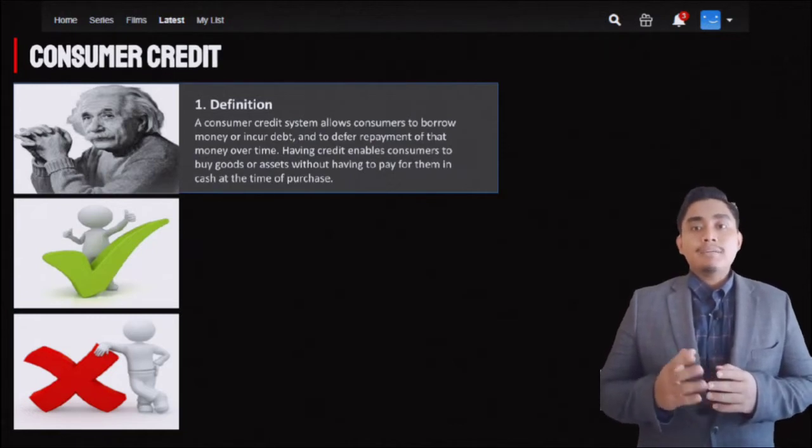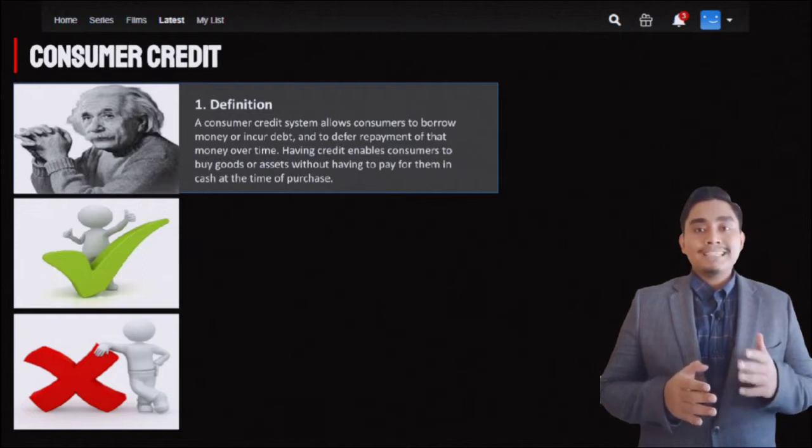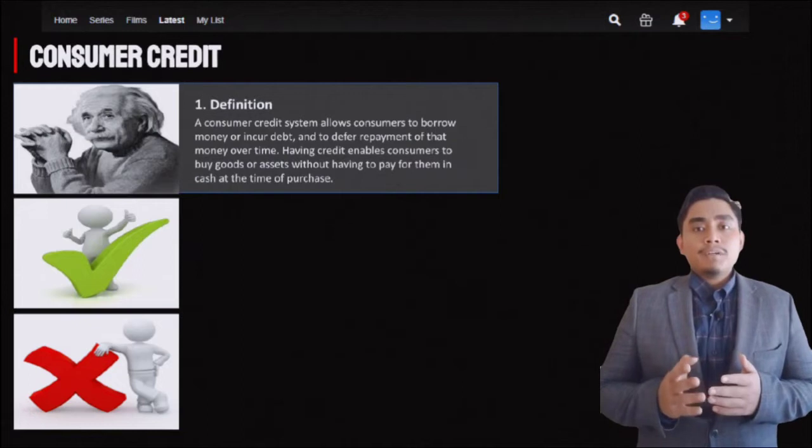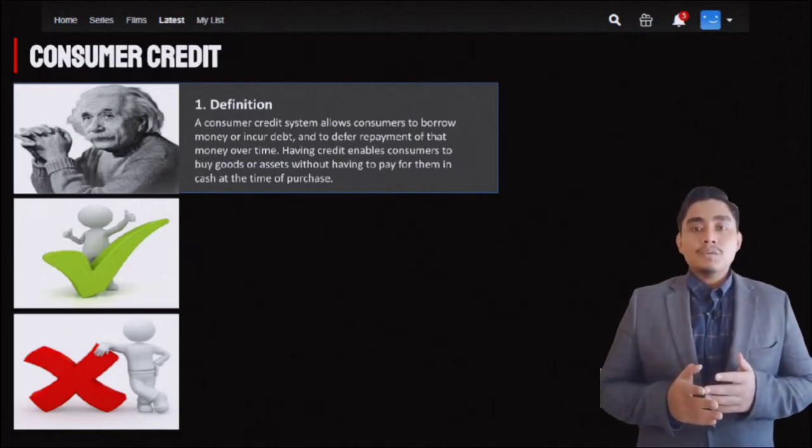Having credit enables consumers to buy goods or assets without having to pay for them in cash at the time of purchase. Most people commonly associate it with a credit card. Consumer credit also includes other lines of credit and some loans.